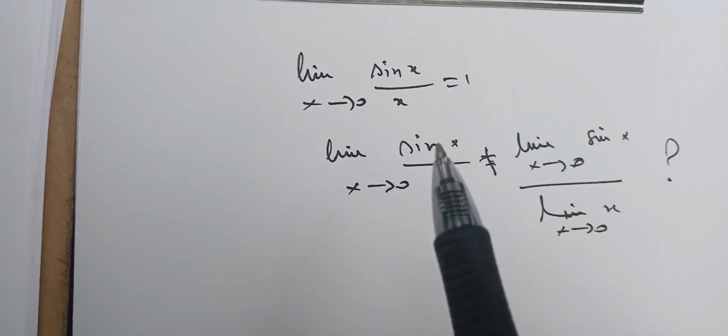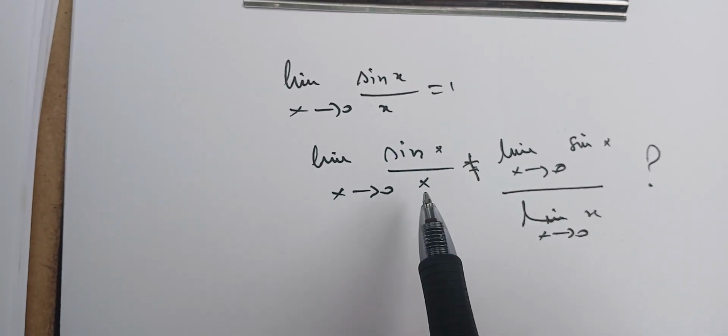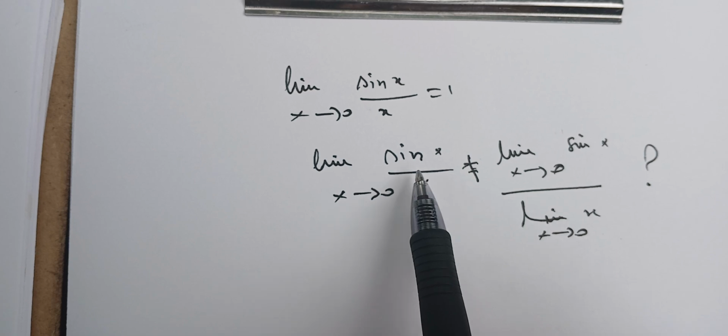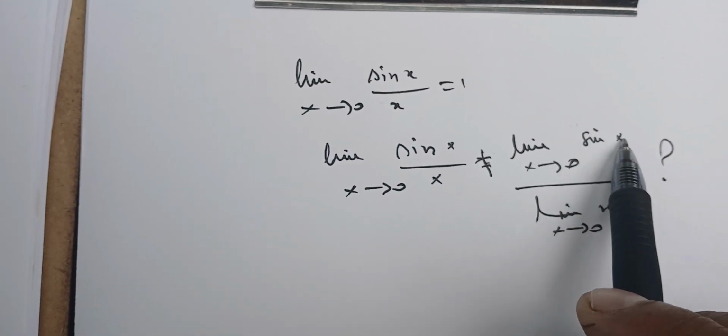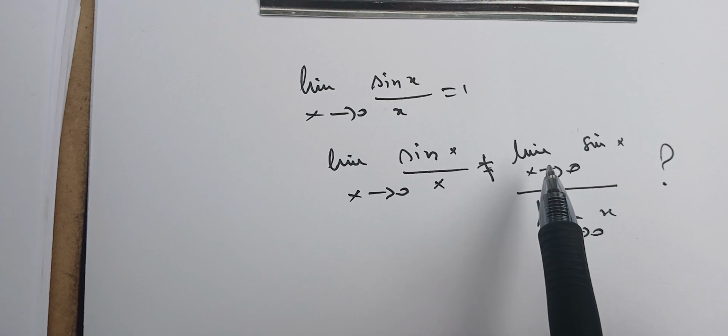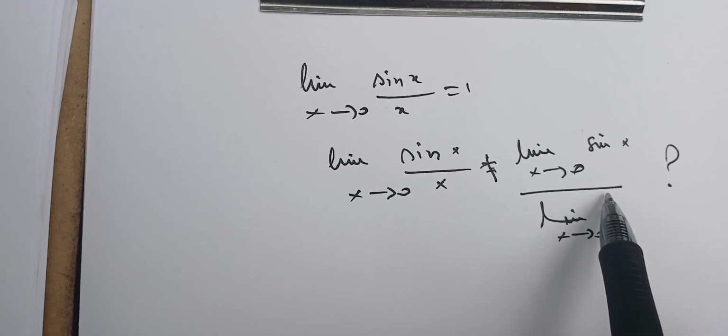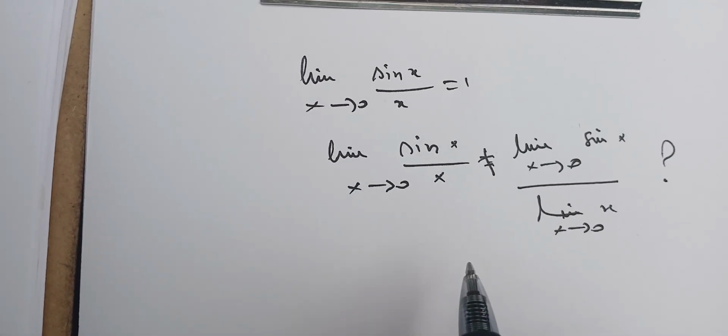In this video, we're going to answer the following question. Why is the limit of sine of x over x different from the limit of sine of x over the limit of x as x goes to 0?